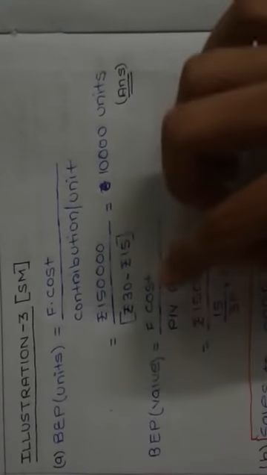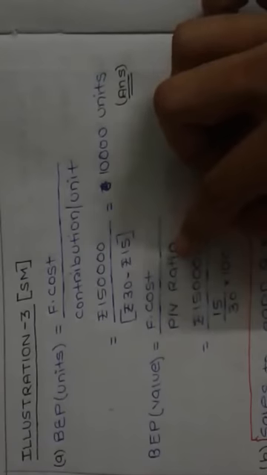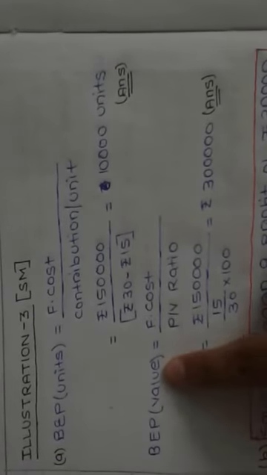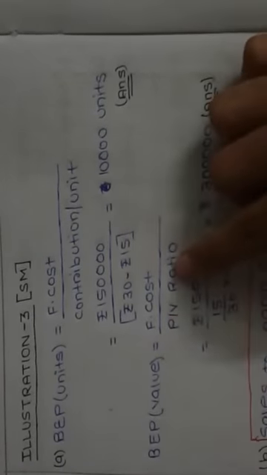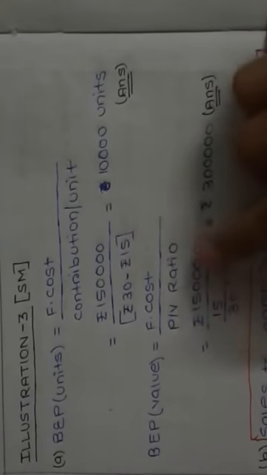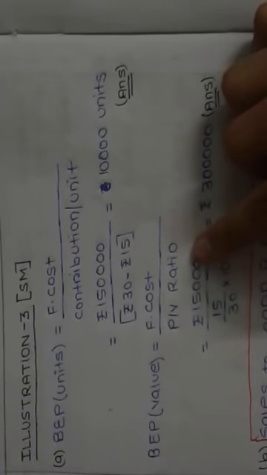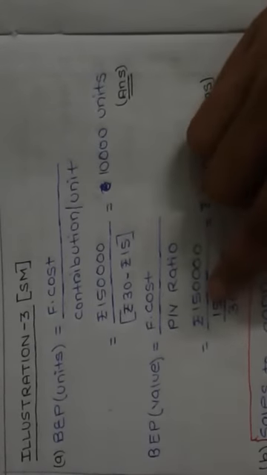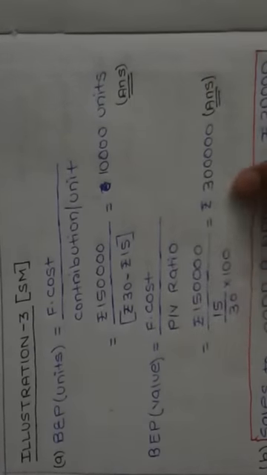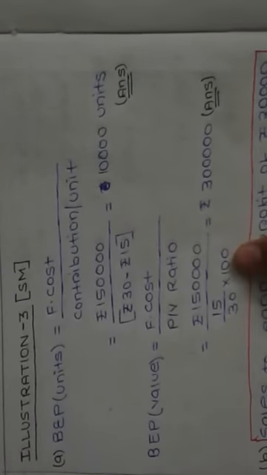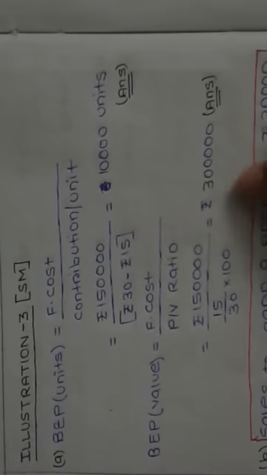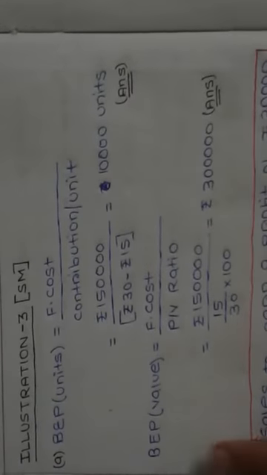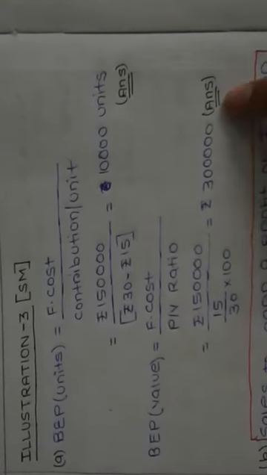BEP in value is equal to fixed cost by PV ratio. The formula of BEP in value is fixed cost by PV ratio, which is 1,50,000 given fixed cost, and PV ratio is equal to contribution by sales into 100, which is coming 50%. So 1,50,000 by 50% is equal to 3 lakh. Therefore BEP in value is equal to 3 lakh.